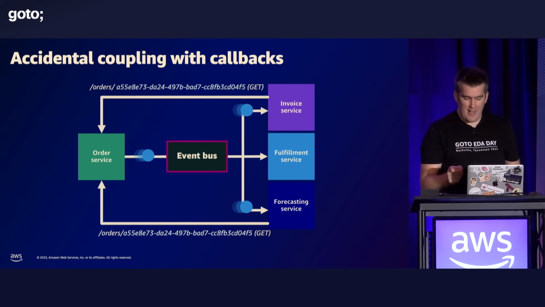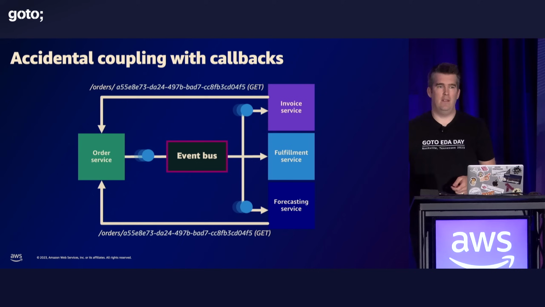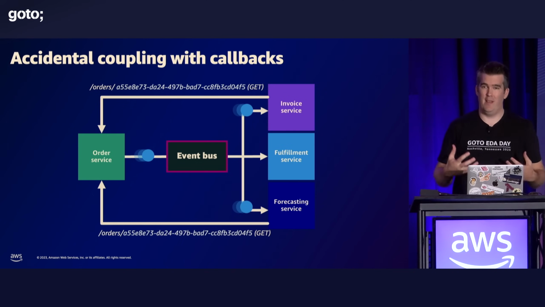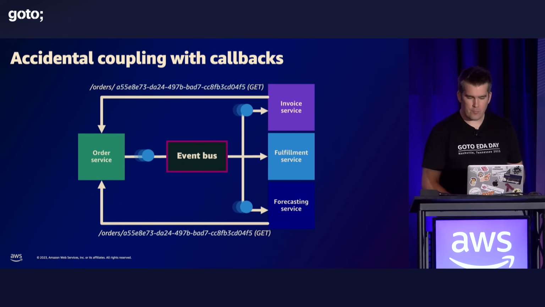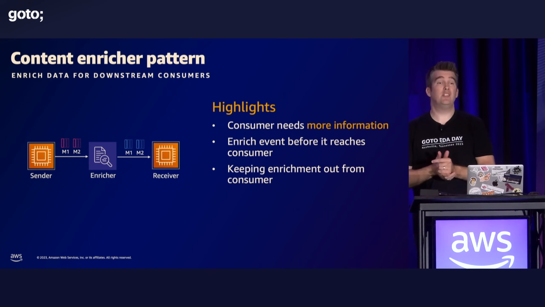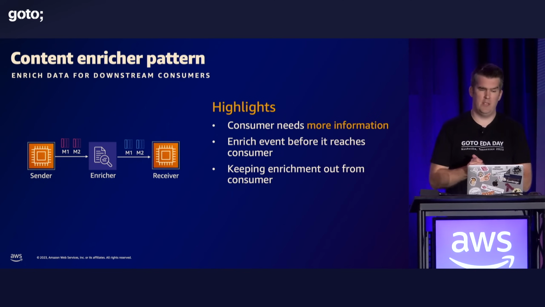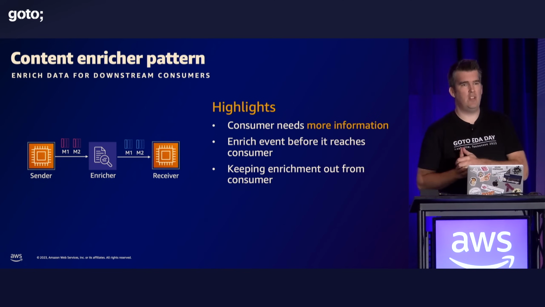Now, if your consumer does need up-to-date information, this is a valid pattern. But what you don't want to fall into is the accidental coupling, this accidental pattern. Now, talking about enrichment, talking about integration patterns, what can help us mitigate against these issues if we really wanted to? There's a pattern called the content enricher pattern.